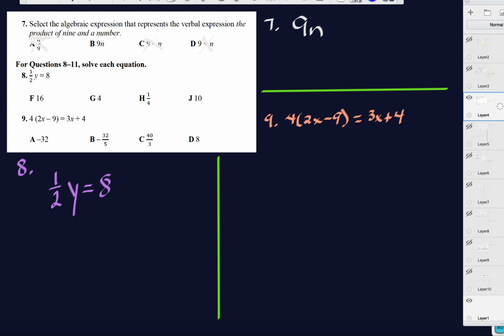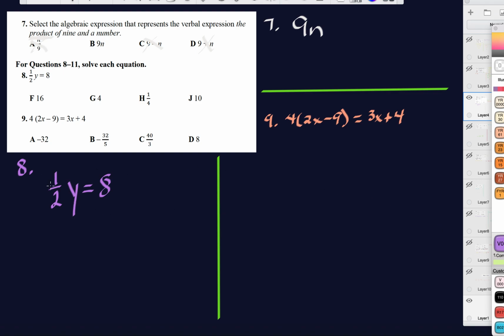Now, we move on. Here we go. Half of y equals 8, so we need to undo this multiplication by a fraction. We need to divide by a fraction or multiply by the reciprocal of that fraction.